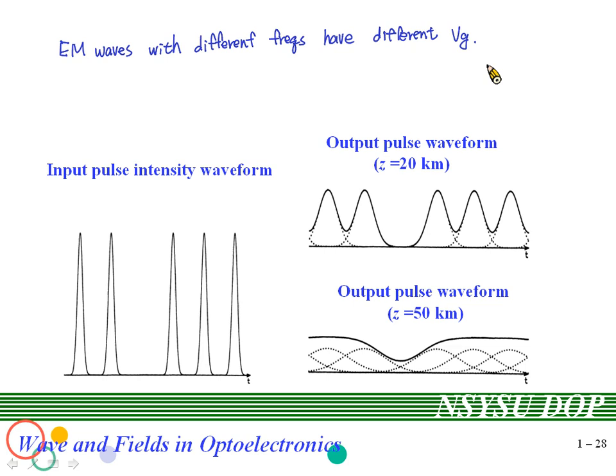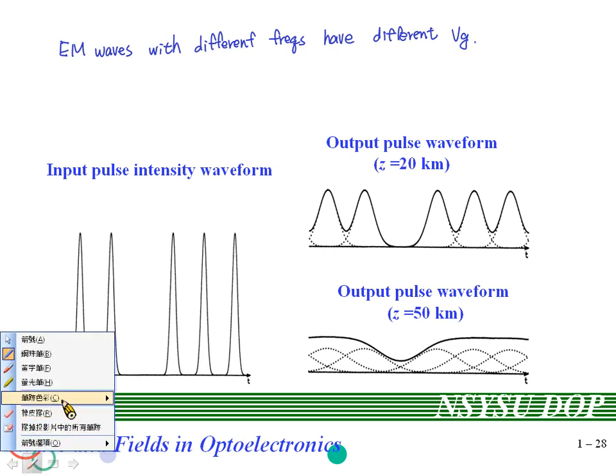For example, if we have EM waves of different frequencies, they start at the same point. If they propagate over a fixed distance, and due to their different velocities, they will arrive at the final point at different times. This means that EM waves of different frequencies will arrive at different times, and then we will have so-called group velocity dispersion.